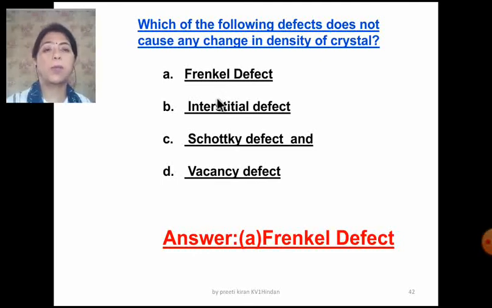Now let me explain why. You know about the vacancy defect, there is a decrease in the density. Schottky defect, again there is a decrease in the density because cations and anions are missing. In the interstitial defect, I have told you that in the non-ionic solid, some extra constituent particles, in addition to their original positions, also occupy the interstitial sites. So there is an increase in the density. So there is only the Frenkel defect which does not cause any change. In the Frenkel defect, there is no change.